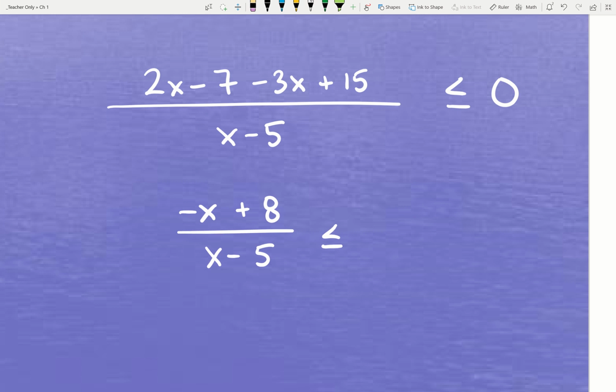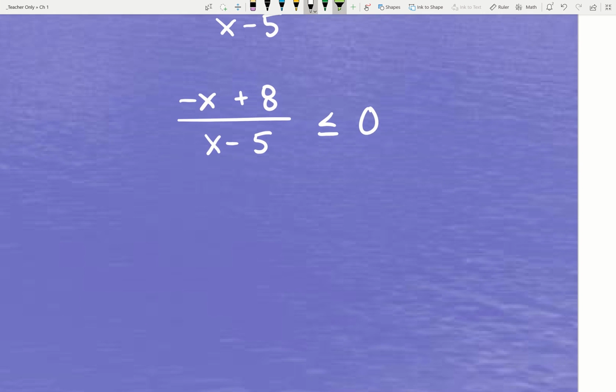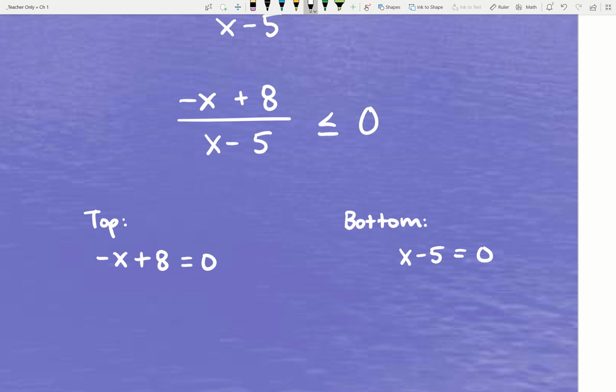Okay? And so now it's at this point that I want to go ahead and start to find my critical numbers. And remember that the slide before this said that the way that you do that is you set the top and the bottom individually equal to 0 and you solve. So I'll do some dedicated spaces for both here. If I do the top equal to 0, that's negative x plus 8 is equal to 0. We'll solve that. If I solve for the bottom here, that's x minus 5 is equal to 0, and we'll solve that. I'm not going to show the steps for solving either of these equations here.